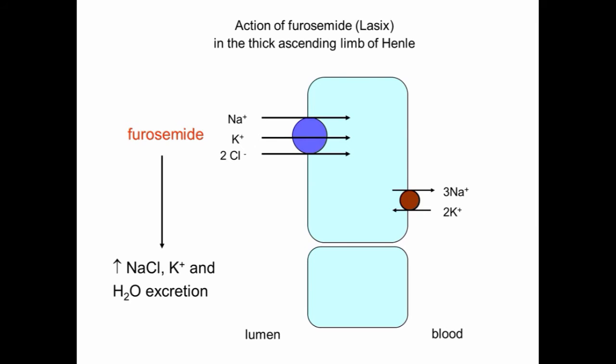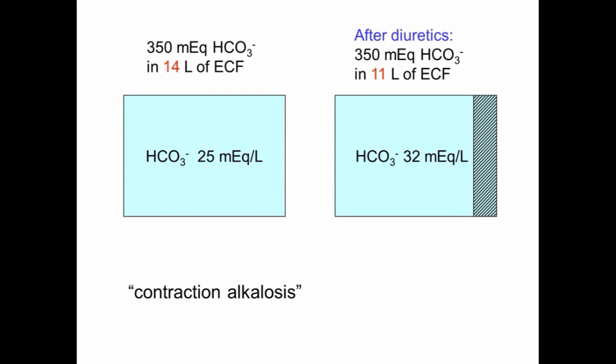But because the Lasix works in the ascending limb of the loop of Henle, it results in increased excretion of only sodium, potassium, chloride, and water. The bicarbonate in the ECF, initially 25 milliequivalents per liter in 14 liters, or 350 milliequivalents total, now finds itself in a smaller volume, say 11 liters, so 350 milliequivalents in 11 liters is now at a concentration of 32 milliequivalents per liter, constituting a metabolic alkalosis.